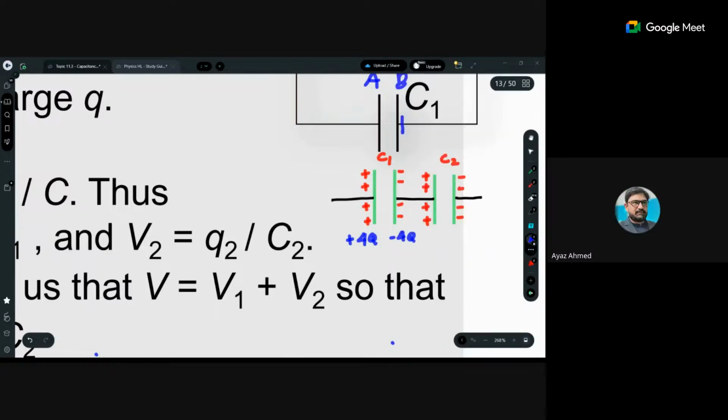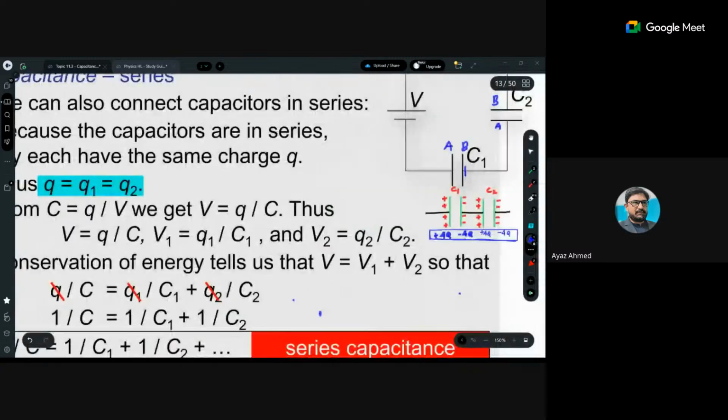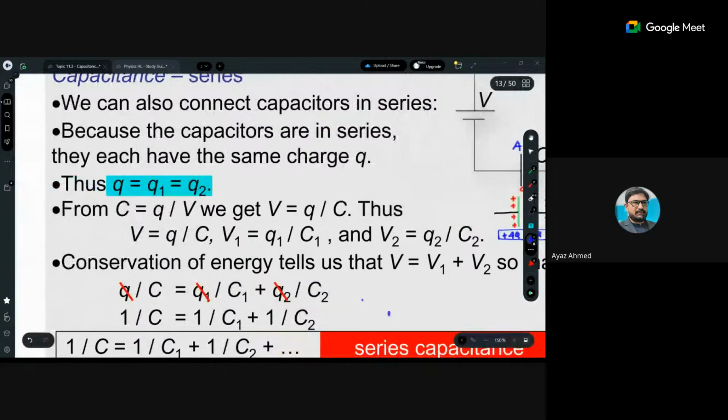Similarly the same would be over here, 4Q positive over here and 4Q negative on this side. So whatever the charge is stored on plate 1 or accumulated on plate 1, the same goes to the last plate in series. So in series, charge does not change. Remember this thing. Is it clear?